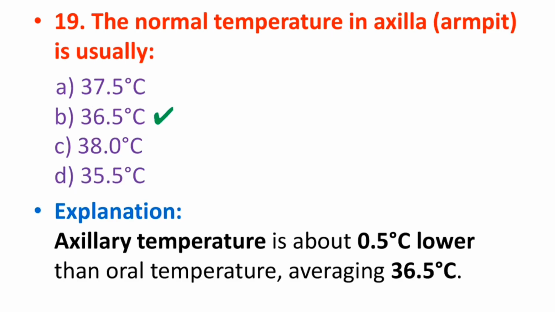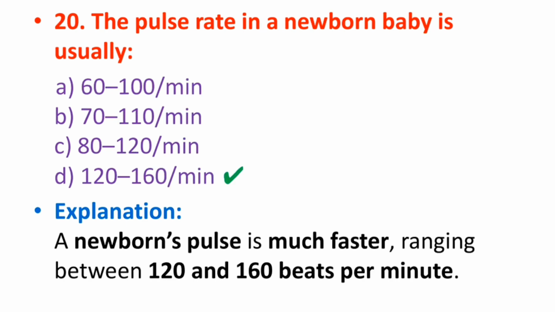The normal temperature in the axilla (armpit) is usually: option A, 37.5 degrees Celsius; option B, 36.5 degrees Celsius; option C, 38 degrees Celsius; option D, 35 degrees Celsius. The correct answer is option B. Axillary temperature is about 0.5 degrees Celsius lower than oral temperature, averaging 36.5 degrees Celsius.